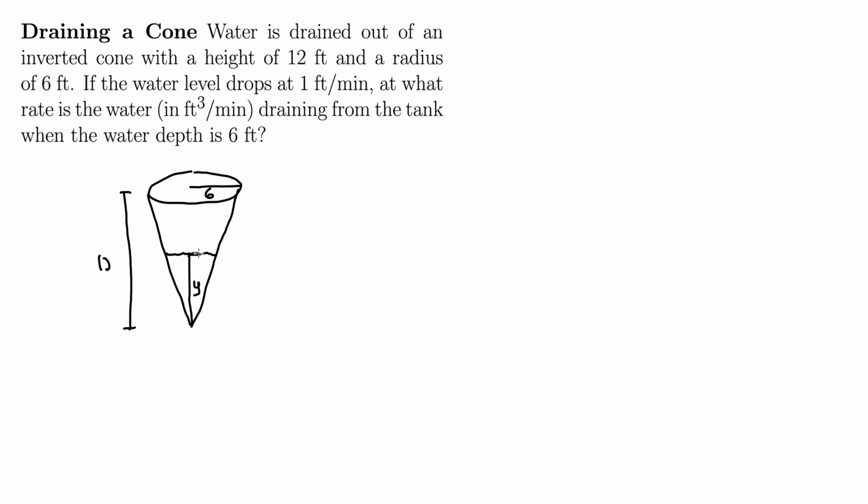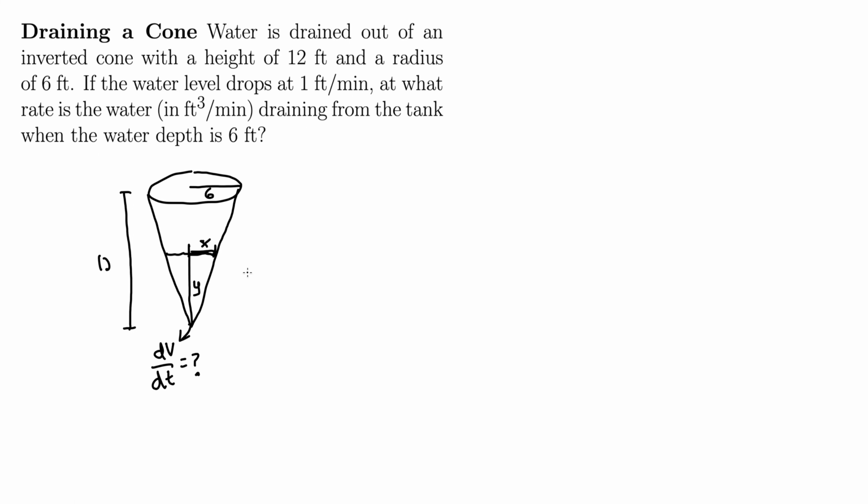And let's call this distance here the radius of just the water part. Rather than calling it r, I'm going to call that x. But you could certainly call it r. Call it whatever you want. So this distance here is x, just going across the top of the water. And what's happening here is there's some kind of hole at the bottom, and we have dV/dt happening.